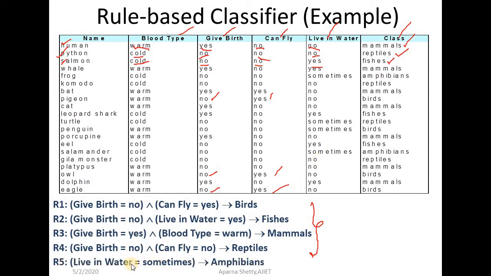Here there is one more rule, R5: lives in water is equal to sometimes implies amphibians. Wherever there is lives in water sometimes, it is classified directly as amphibians. So these are the rules generated for the given data set. How valid these rules are, we will see later. For now, these are the 5 rules generated for the given data set.